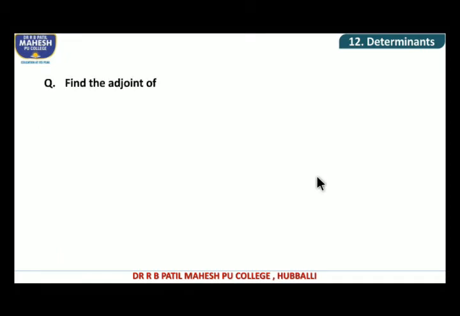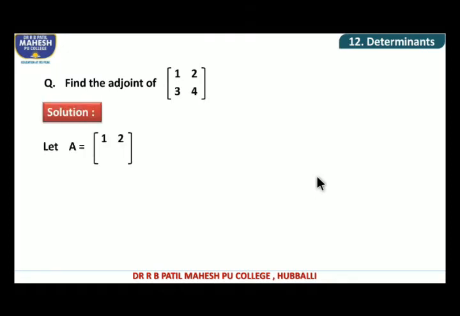Then I am going to take one question. Find the adjoint of the matrix 1, 2, 3, 4. Solution. Let capital A be equal to 1, 2, 3, 4. Therefore A11 is equal to 4, and A12, here we have the sign minus and that minor is 3, so it is minus 3. And A21, for this one we have the sign minus, and the minor is 2, so we have minus 2. And A22, here we have the sign plus, so that minor is 1.